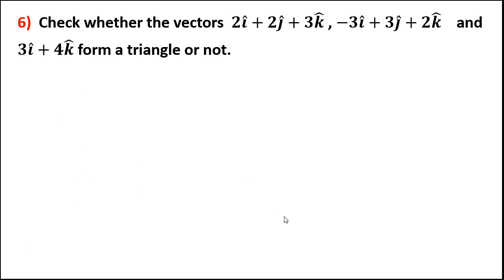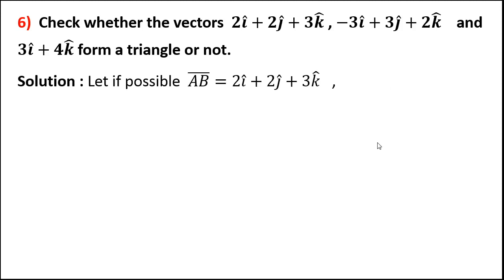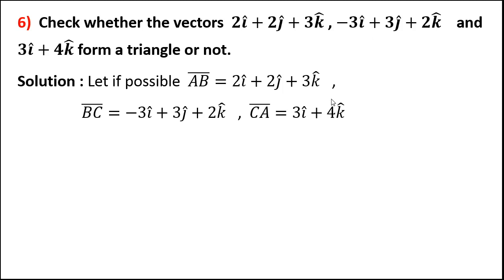Okay, let us move to the next question. In this question we are asked to check whether the given vectors form a triangle or not. Suppose AB bar is equal to the first vector, BC bar is equal to the second vector, and CA bar is equal to the third vector. We assume that these 3 vectors represent the 3 sides of a triangle.